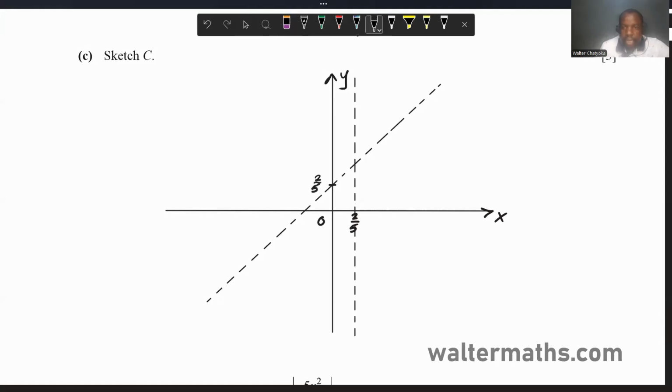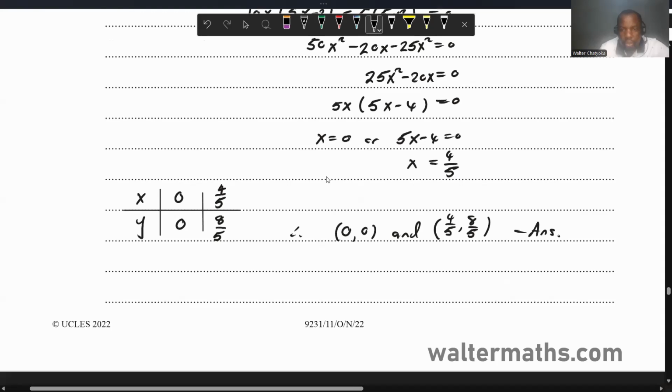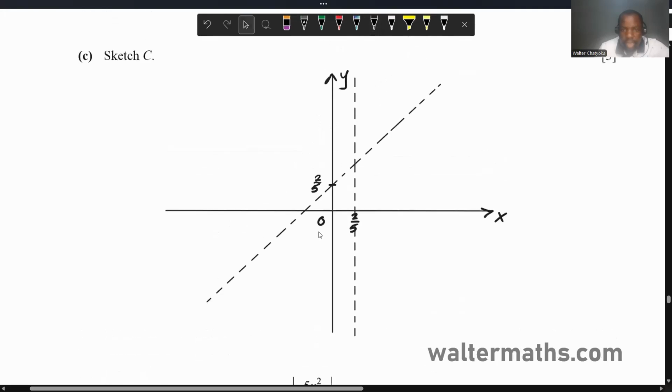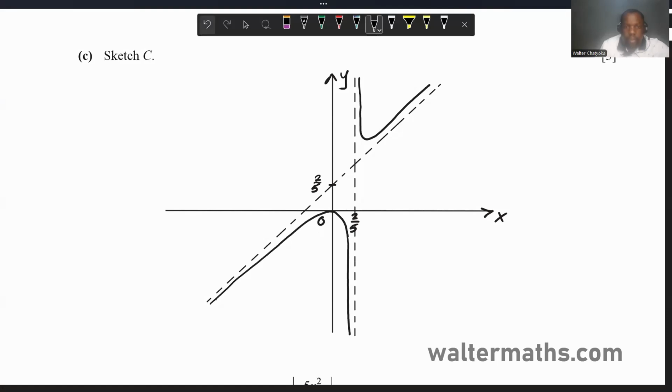Now, this type of graph has two turning points, one at (0, 0), and this other one. So what that means is that the graph is like this. And here, a turning point at the origin. So this is how the graph looks.